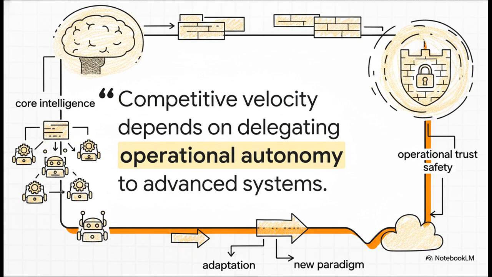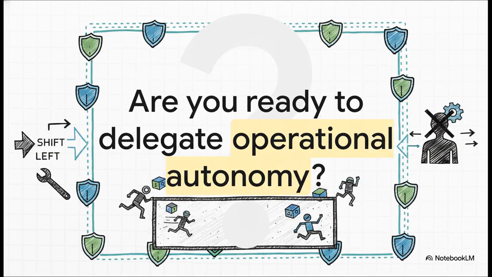The real differentiator is operational trust. It is all about how safely and quickly your organization can adapt to this completely new paradigm. So I leave you with this crucial technical challenge to ponder as you step back to your own developer sandbox. Are you still manually approving every step, or are you ready to delegate true operational autonomy to your systems? It's time to shift left, build the sandbox, and let the agents run.